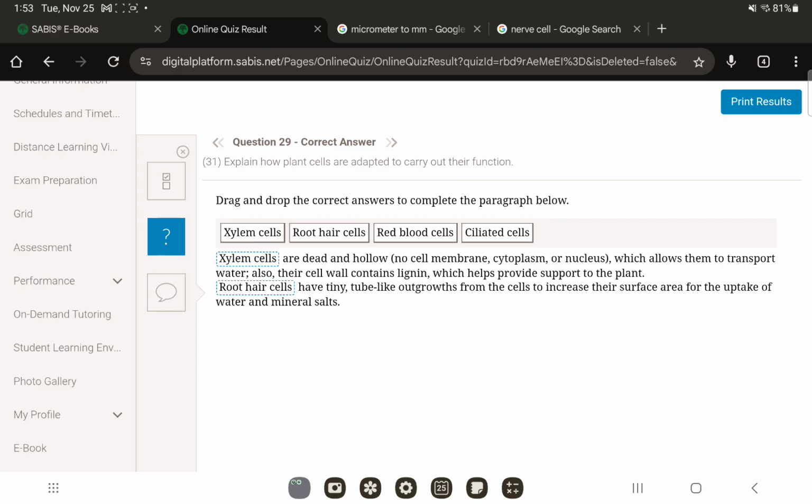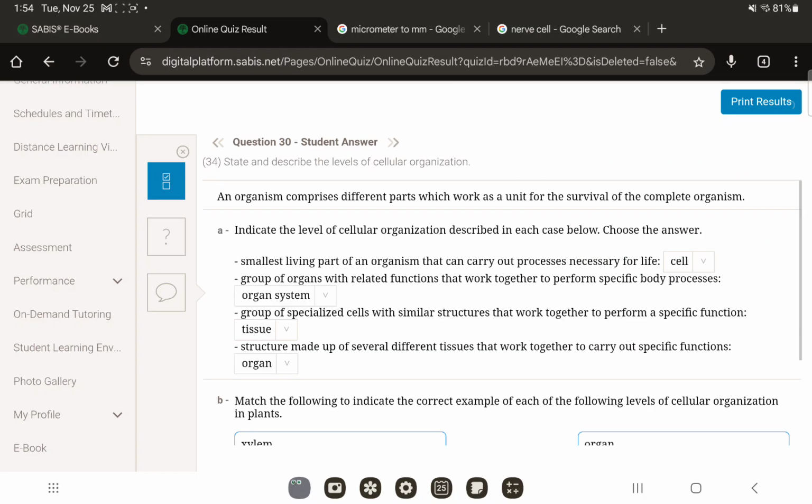And root hair cells have tiny tube-like outgrowths from the cells to increase their surface area for the uptake of water and mineral salts. This is something that we saw before. It's what absorbs all the water and the nutrients needed for the cell, or I guess mineral salts instead of nutrients. Indicate the level of cellular organization described in each case below.